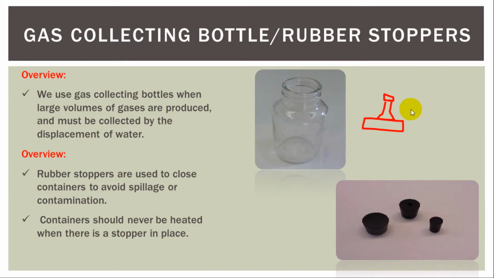I don't see when it'd be useful to do that. Generally, a rule of thumb is never heat something with that in there, because like I said, steam can build up in here and it could explode, which could cause a dangerous situation. Rubber stoppers are used just to close things that aren't going to be heated. So it's very important that you memorize that, or write it down in your note package. You never heat something with a rubber stopper in there. Okay, let's move on.